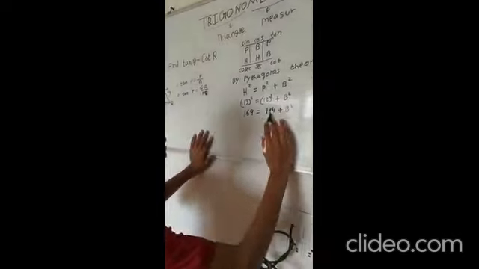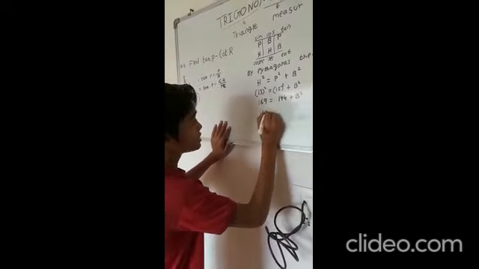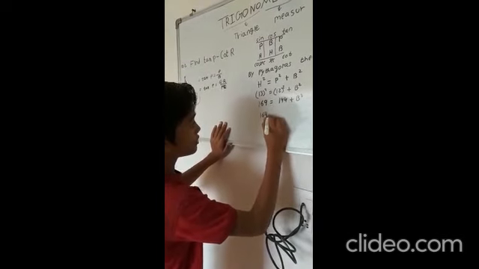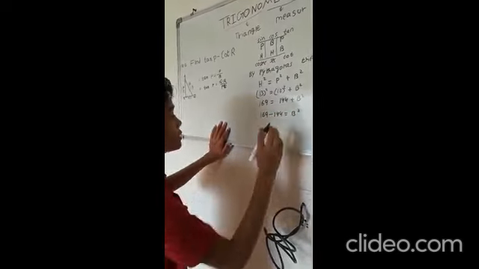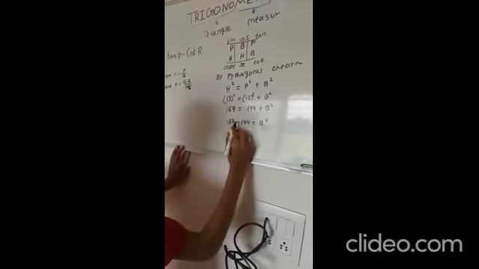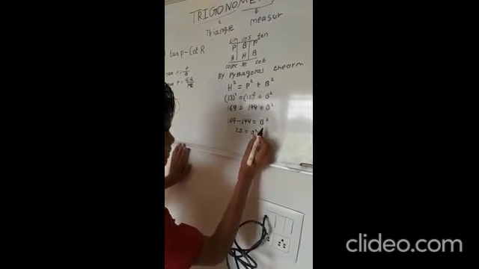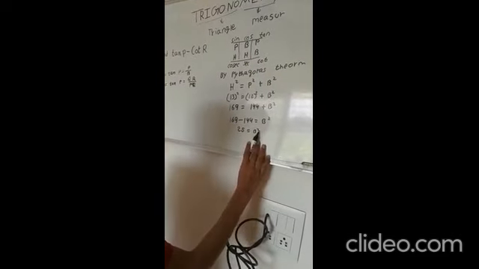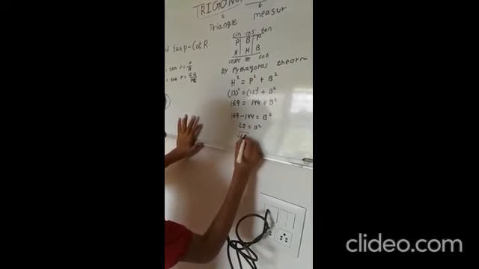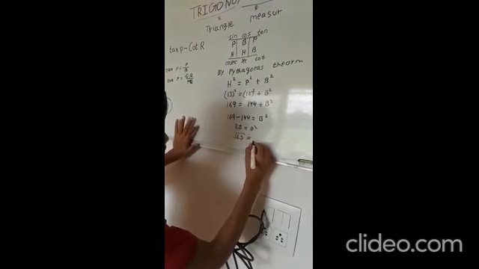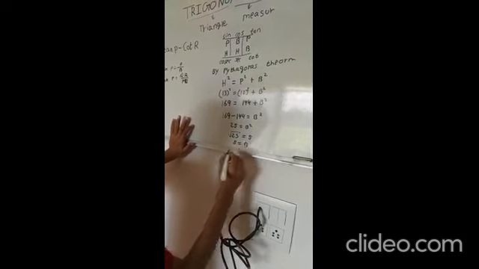Then I cannot do 144 plus B square. Then I can shift 144 to here. 169 in there is plus, coming this side is minus. 169 minus 144 is equal to B square. 169 minus 144 is 25, which is equal to B square. Then here is square, coming to here is square root. Square root of 25 is equal to 5. Then 5 is equal to B.